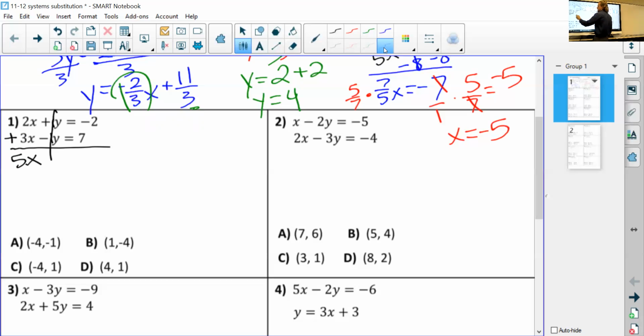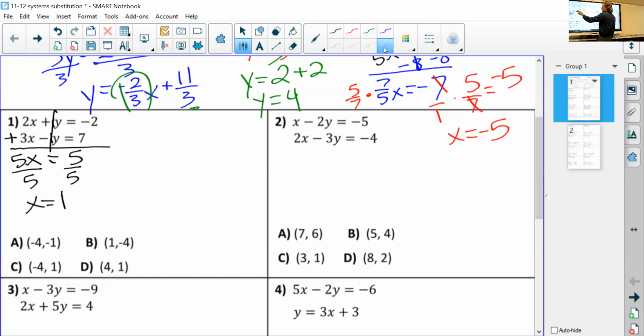So all that disappears. We're left with 5x equals, and then -2 plus 7 is 5. So we just added those two equations together, end up with 5x equals 5, or if we divide both sides by 5, we get x equals 1. And just like that, we're halfway done with this problem.